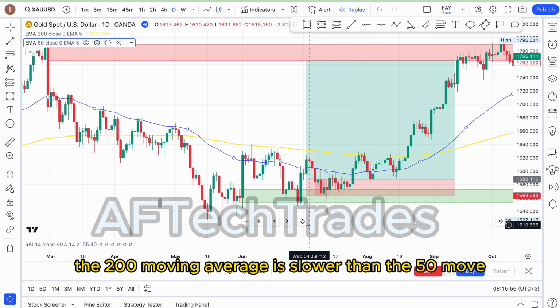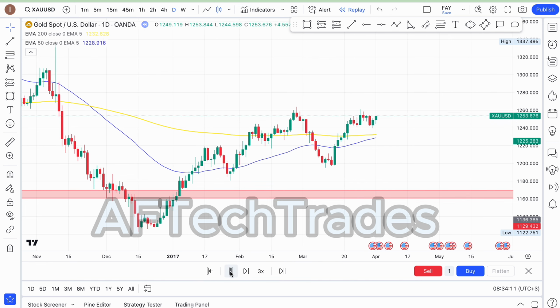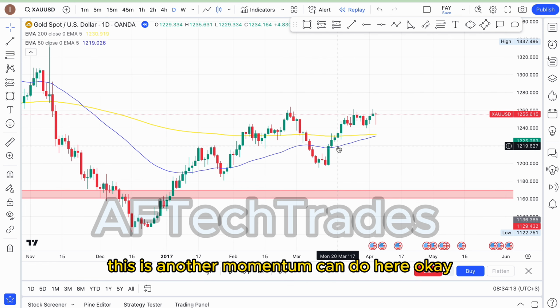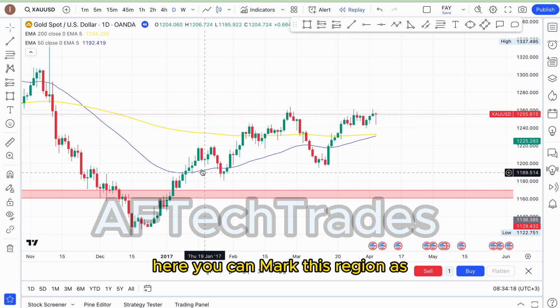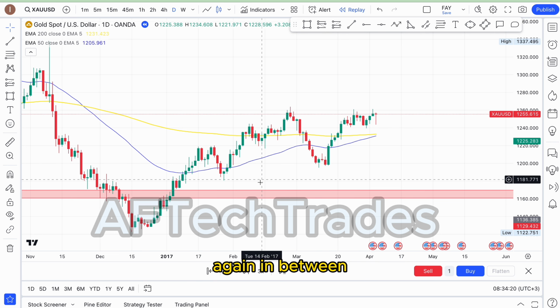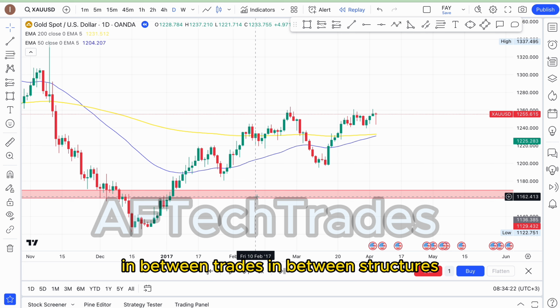And again, if you check the candles, they are smaller candles. They are not momentum candles. So it's risky to actually enter. Yeah, we spot another one here. This is another momentum candle here. Okay. Here you could mark this region as, again, in between trades, in between structures.